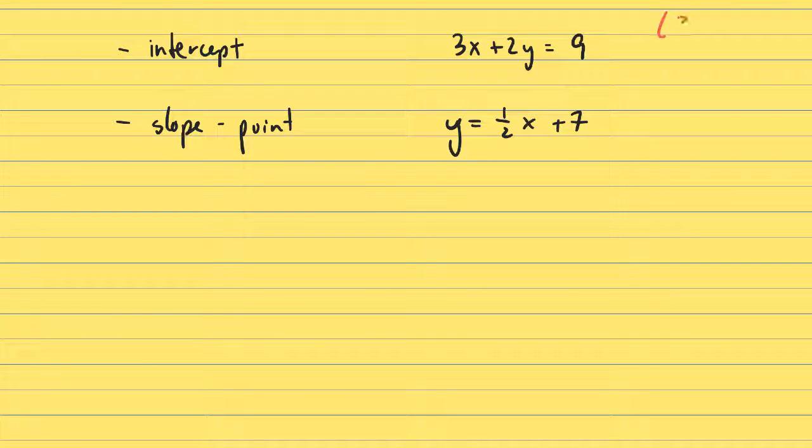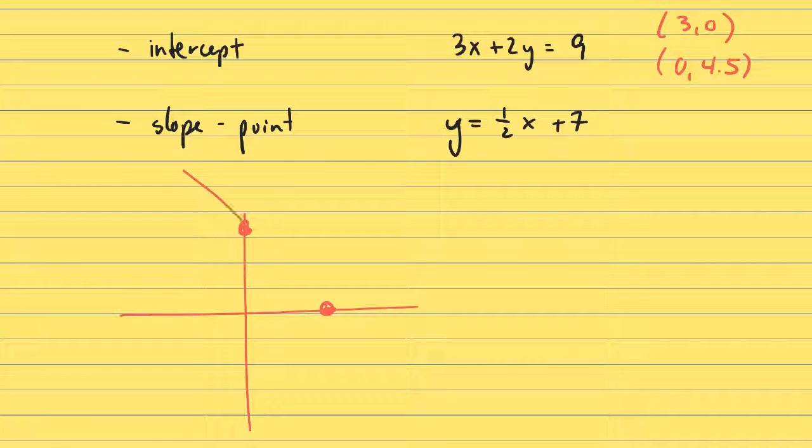So my intercepts are going to be (3, 0) and (0, 4.5). I would graph those two dots in red, (3, 0) and (0, 4.5), and literally connect the dots. Here's my graph for the first one.